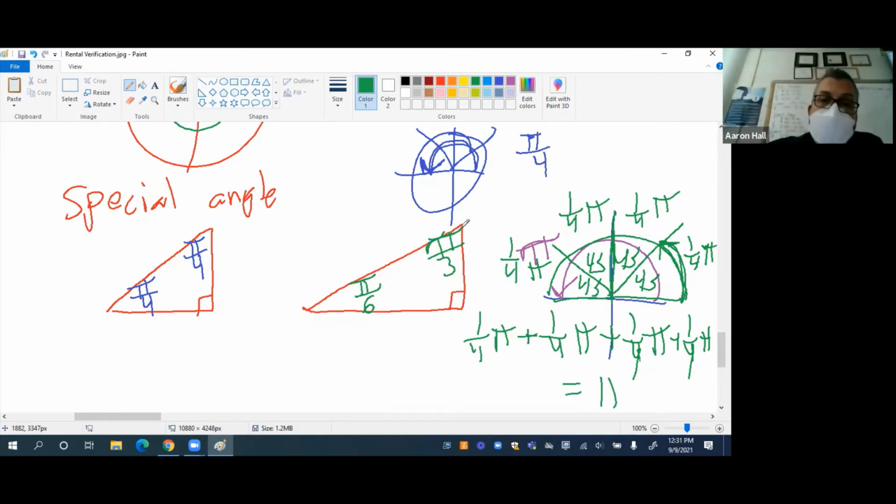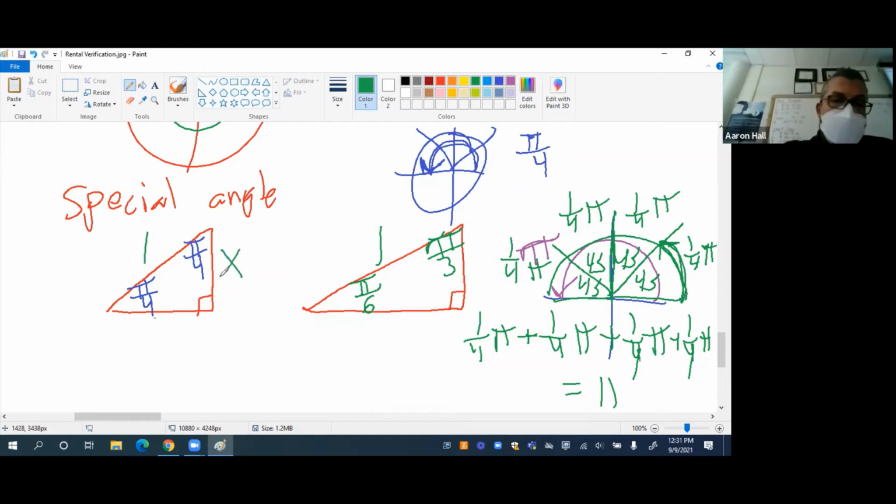Now, these are unit circles, so the hypotenuse has to be 1 for both of those. And then I'm trying to figure out what this length right here is. What's that length? How do I calculate that? Using that starts with a P.